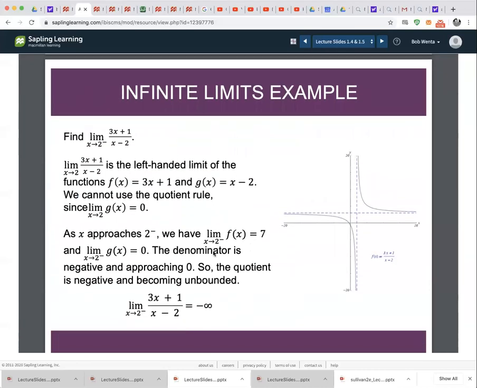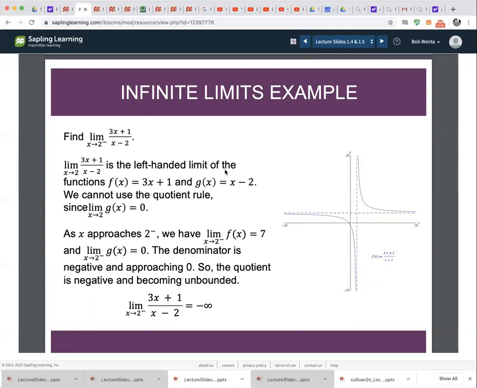Now, an example of it depends on what question you're being asked here. This says, find the limit as x goes to 2 from the left of this function. X going to 2 gives us 0 on the bottom. So we've got a problem. That means it's going to end up being an asymptote at x equals 2, because it can't be that. But is it going to be positive or negative?